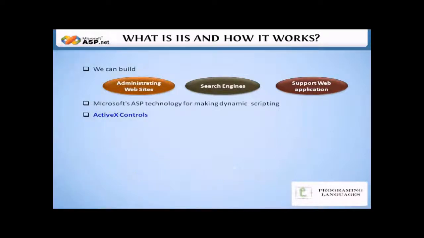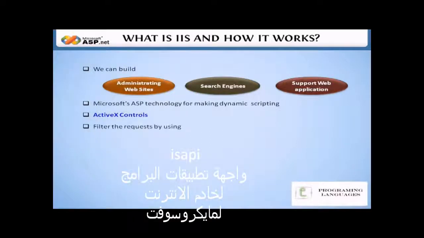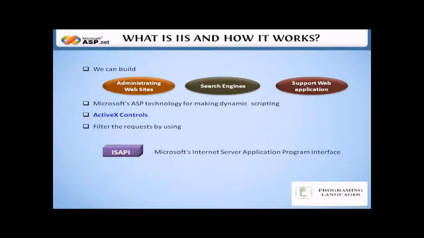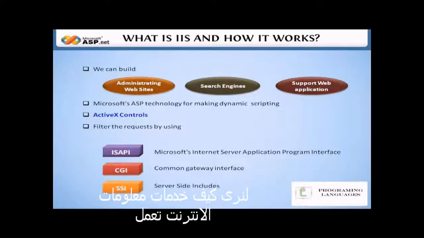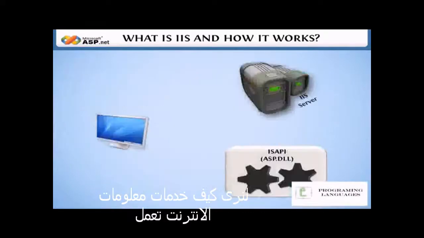It also allows us to use the following interfaces to filter the requests. ISAPI, which is Microsoft's Internet Server Application Program Interface. CGI, Common Gateway Interface. And SSI, Server Side Includes. Now let's see how IIS does its process.